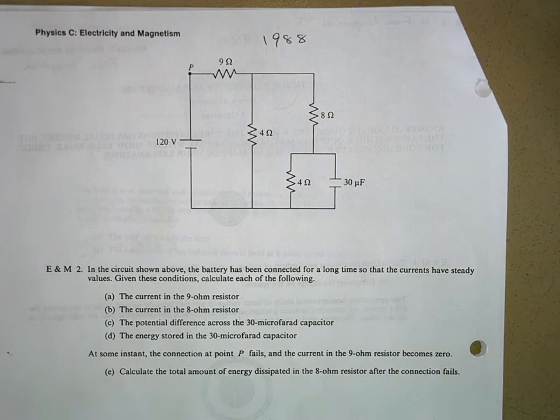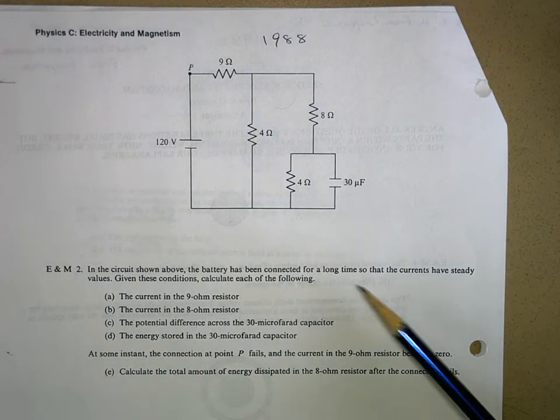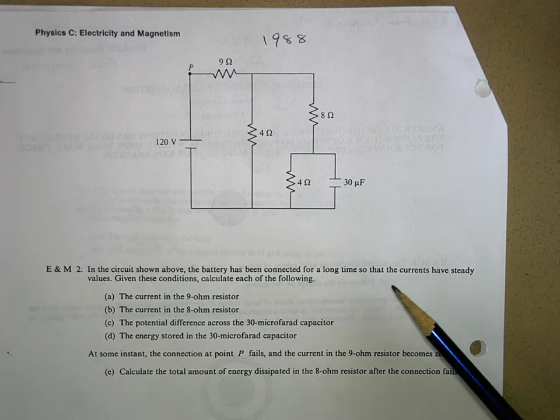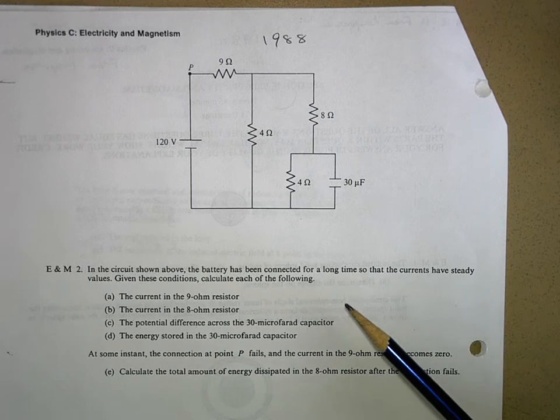Here's the 1988 E&M free response test, problem number 2. And so let's go over it. It says, in the circuit shown above, the battery has been connected for a long time so that the currents have steady values. Given these conditions, calculate each of the following.